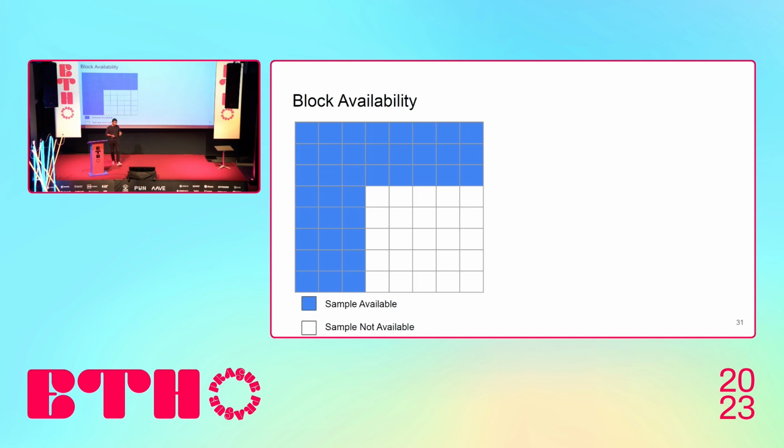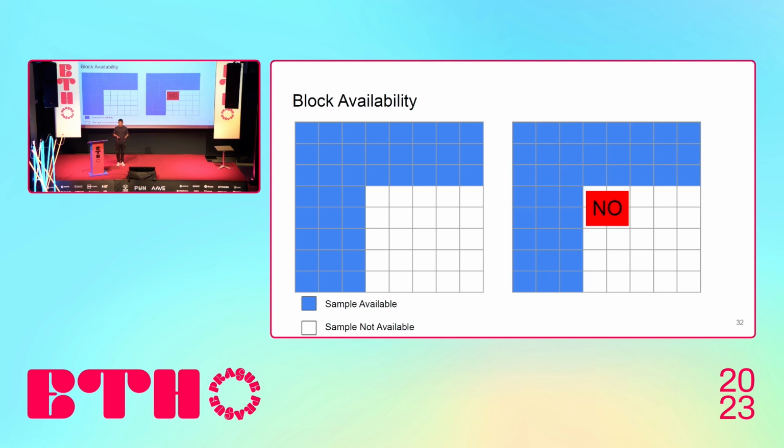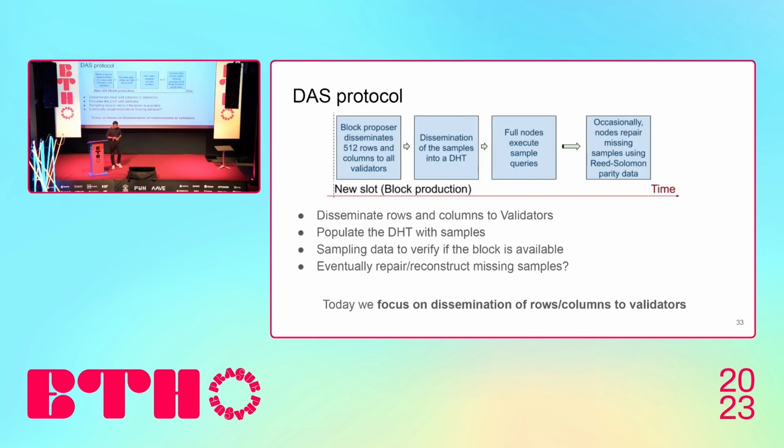Now, if you look at this configuration instead, it is trickier. You have 3 rows and 3 columns where you have all the data, but all the other rows and columns have less than 50% of the data. That means you cannot reconstruct anything there, and this block cannot be reconstructed. So in this case, we want the validators to say this block is not available, and therefore it cannot be part of the canonical chain.